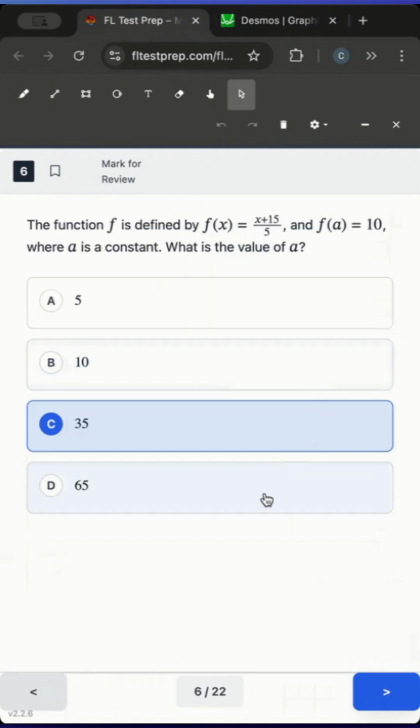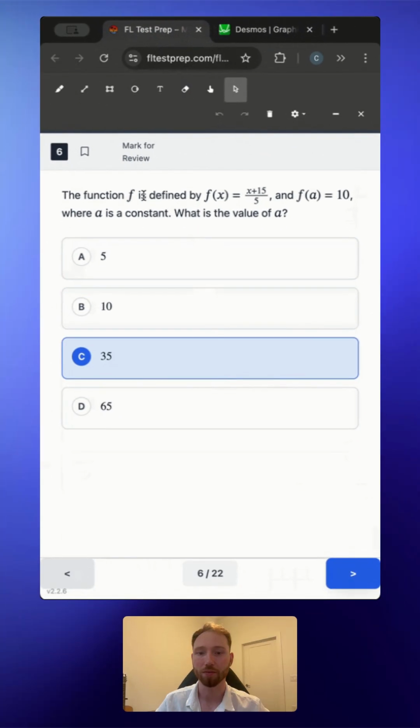All right, moving on. Can you solve this SAT problem in Desmos? So the function f is defined as f of x equals x plus 15 over 5. Then f of a equals 10, where a is a constant. What's the value of a?